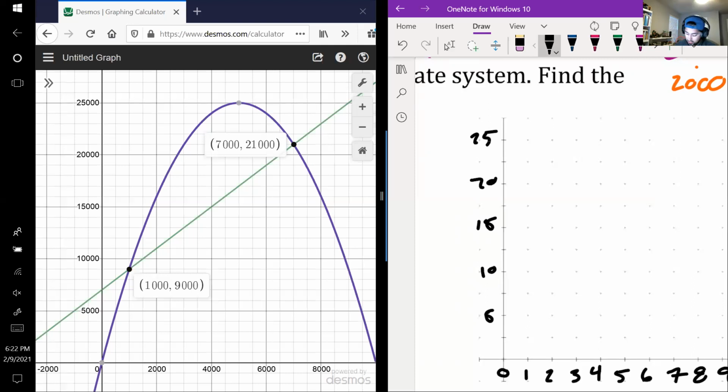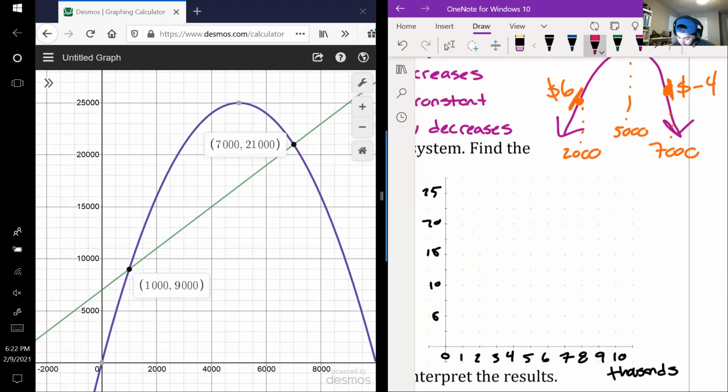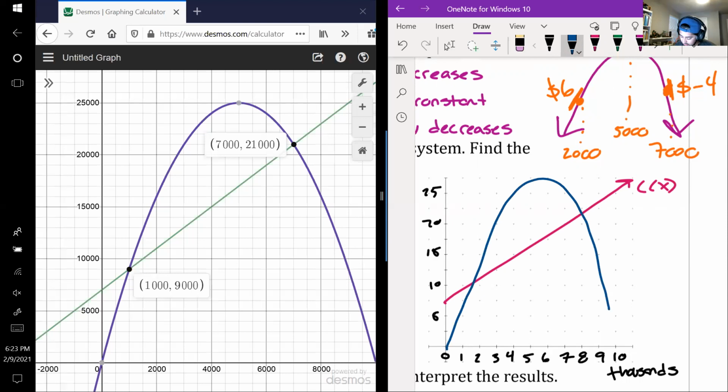There we go. Okay, and my cost function is going to go from, let's see, we start at 7,000. So it's going to look like this. Here's cost. And then my revenue function starts at 0, 0. And it's going to go up to 25,000 and look something like this. There you go. There's revenue.